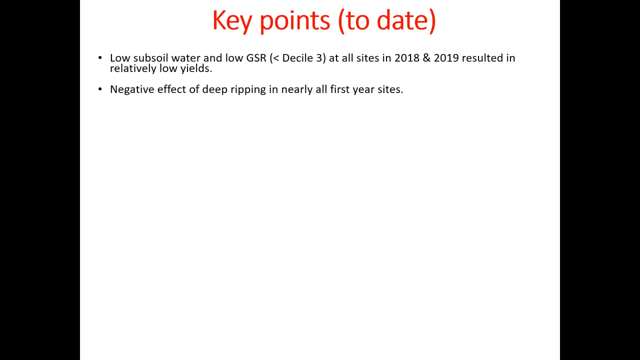Second one, what we're seeing is in medium rainfall zones, or a lot of environments, we're getting a negative effect if you just deep rip alone without adding any ameliorant, particularly if you've got relatively dry years. We're not seeing a lot of response initially to organic amelioration in medium rainfall zone sites. So those are sites around about 400 mils annual rainfall or less. And a lot of that's because of the deep ripping effect.